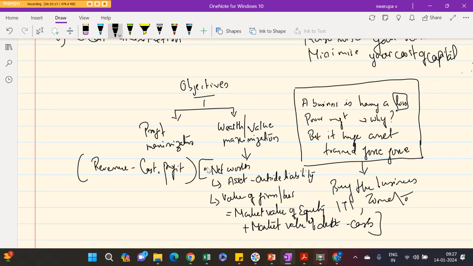Okay, these two terminologies you should remember. Value is nothing but the worth of the business. And what is worth? It is assets minus outside liabilities, or in case of a traded company whose shares are listed, it will be market value of equity plus market value of debt minus the cash in hand and bank. Now, what is market value of equity? Market value of equity is the market price at which the shares are traded into the number of shares.